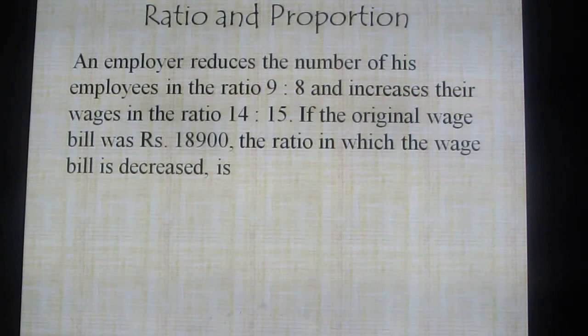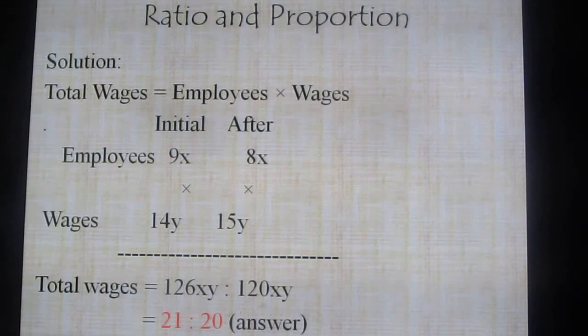And in the same way, 14:15 also you have to remove the ratio. When you remove the ratio, shall I write 14x, 15x? No, because we don't know the values will be the same. So let it be 14y and 15y. Let me go to the next slide. Just observe here.